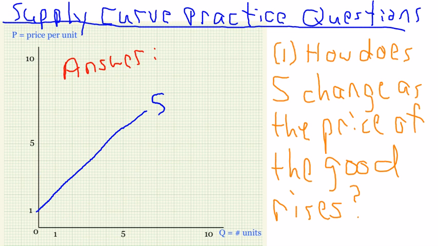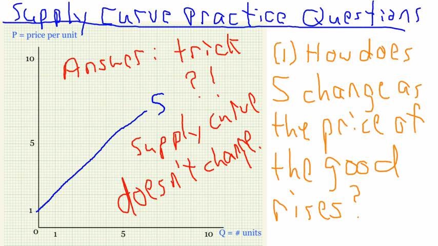And the answer to this question is as follows. It's a trick question. The supply curve doesn't change. Think about what the supply curve tells us. If price is 2 and then price goes up to 5, the supply curve tells us that we're moving from point A over here to point B. So when price rises, we're moving along the supply curve. The supply curve doesn't shift, we move along it. Similarly, if price fell from 7 down to 5, we move from C down to B. And when price goes down, we again move along the supply curve.